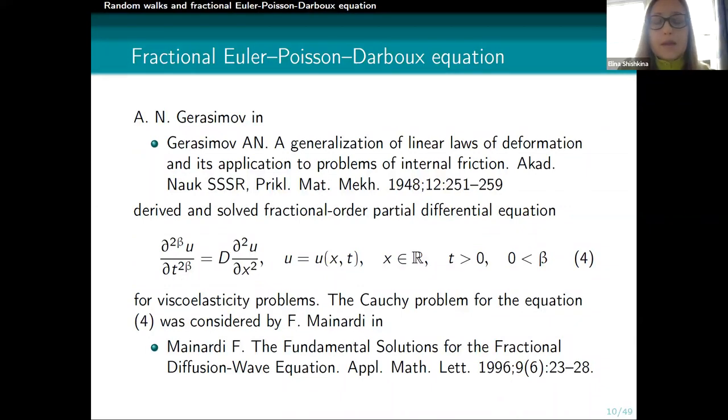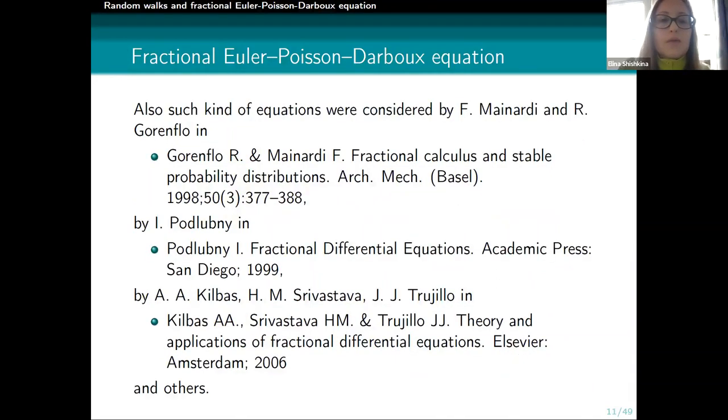Now we can see this equation 4. For some beta it can be interpreted as the heat equation, and for some beta it can be interpreted as the wave equation. One of the first papers where the solution of such an equation was obtained was the paper of Gerasimov. This paper was connected to mechanical problems, and later this equation was considered by Mainardi, who called it the fractional diffusion-wave equation, because for different values of beta we obtain different behavior of the solution.